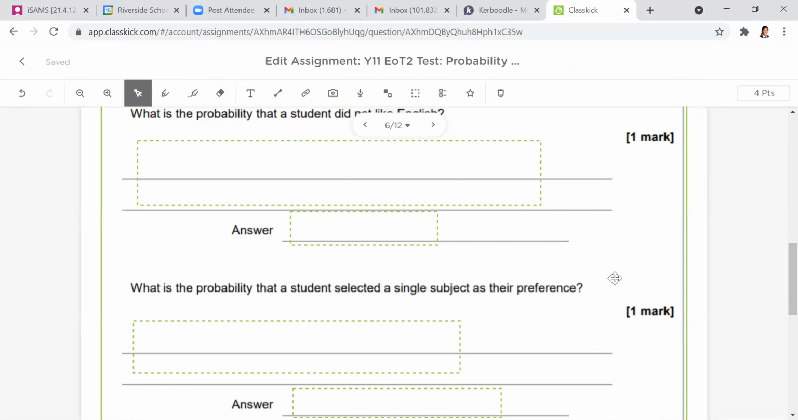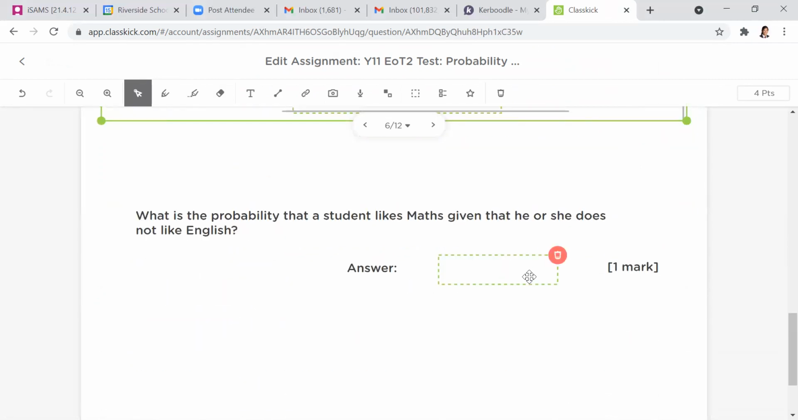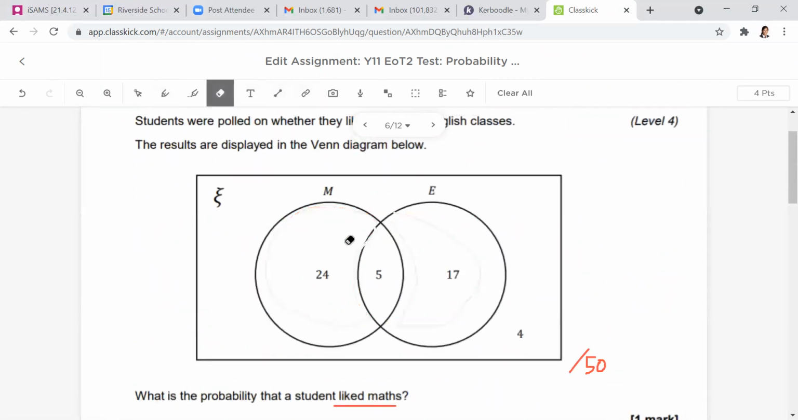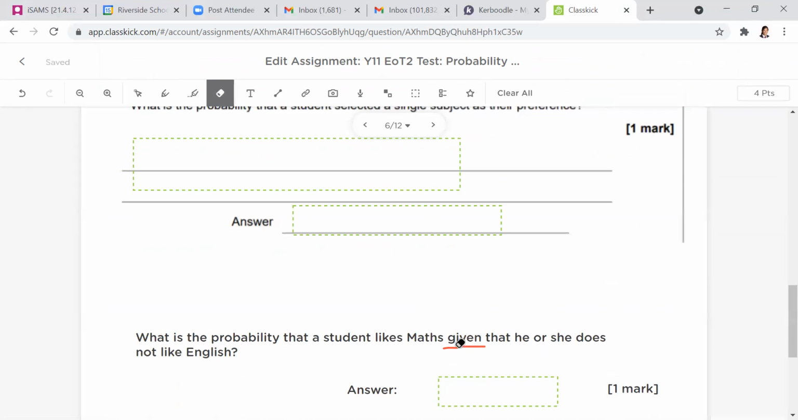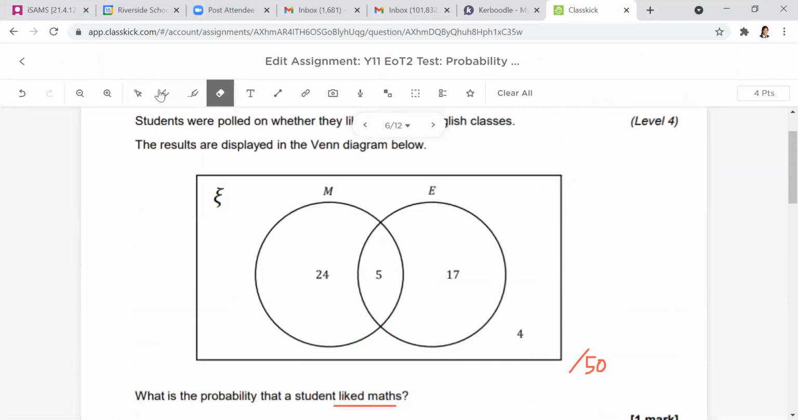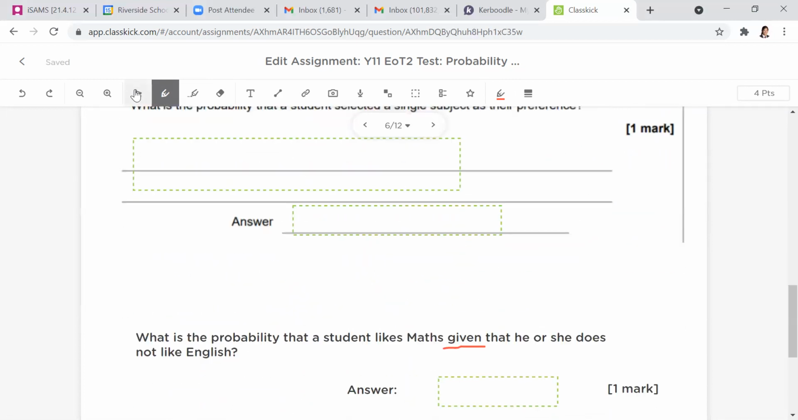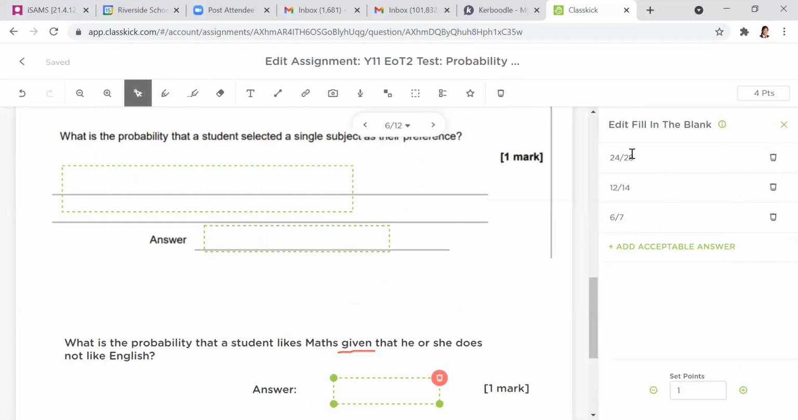Very simple. This one. What is the probability the student likes maths given that he or she does not like English? You remember the given part? So that means I start with the English, given that he or she does not like English, or people who don't like English. So that means 24 plus 4. And how many of those like maths? Well, it's 24 of them. So 24 out of 28, which simplifies as these fractions.